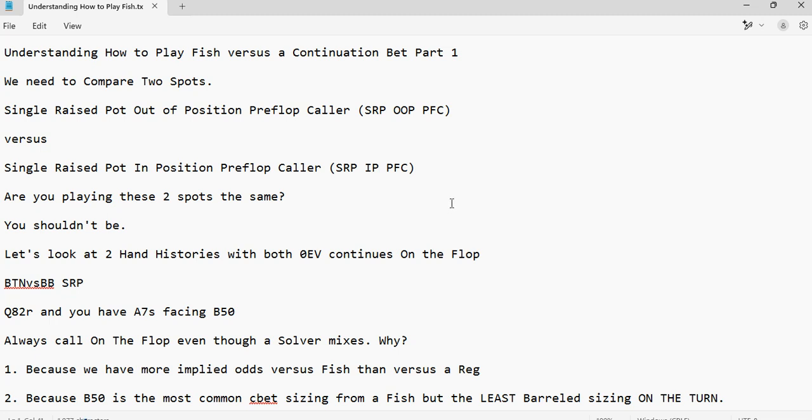All right, guys, I thought this was a very cool concept. It kind of illustrates us getting into the mind of a fish, realizing that a fish doesn't understand position, so he's going to play small blind versus big blind very similarly to button versus big blind. So we take advantage of this fact and we overfold in the small blind versus big blind, but overcall in the button versus big blind.